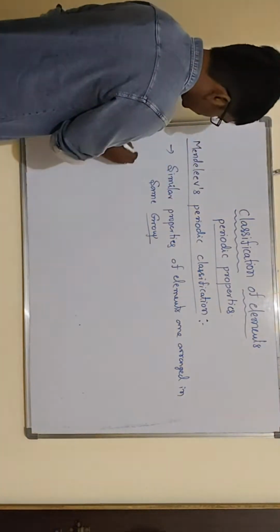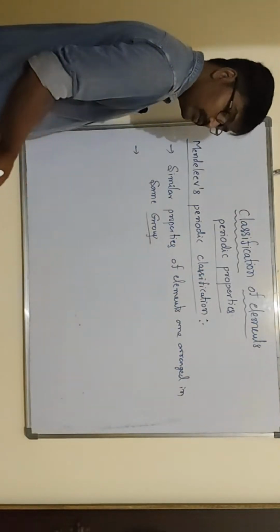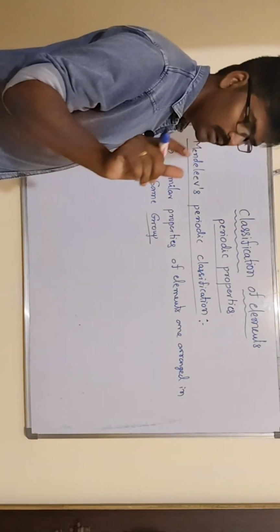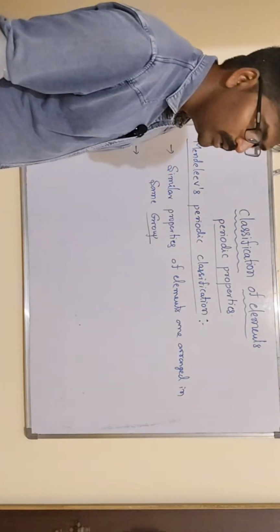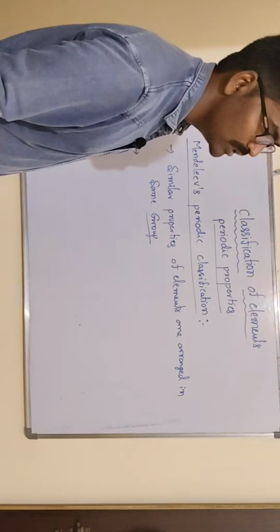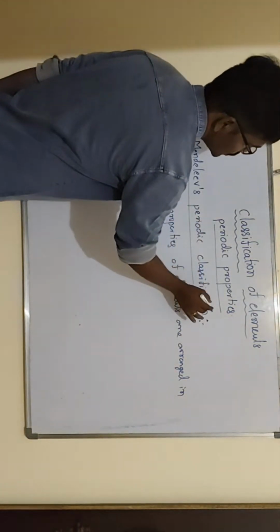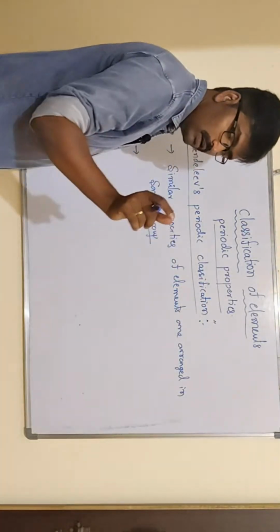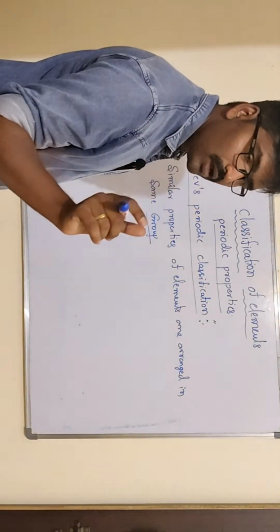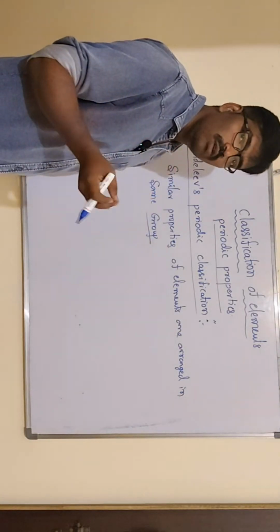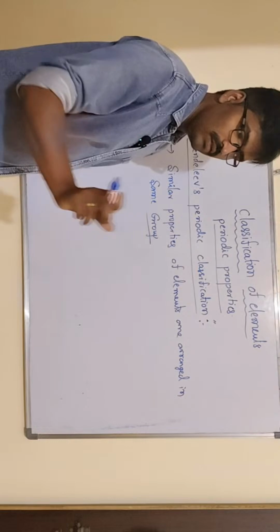Then second point, at the time, the unknown elements are given gaps in the periodic table. Some gaps are visible in Mendeleev's periodic classification. Those gaps are for unknown elements which were not discovered at that time. So he has given gaps.